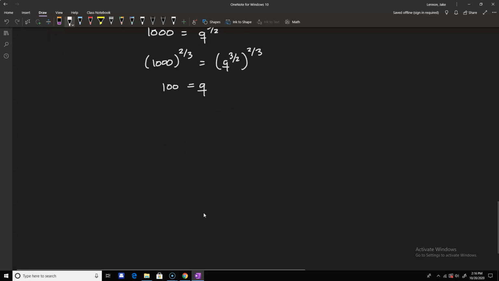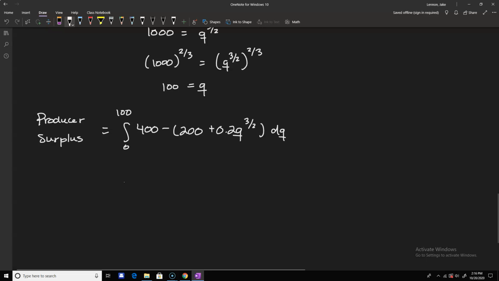So now we have everything we need to set up the producer surplus. So the producer surplus should be the integral from 0 to 100, 400 minus the supply curve, which is 200 plus 0.2 q to the 3/2. So we will have to distribute that minus sign. So that will end up as 400 minus 200, which will come out to 200, minus the 0.2 q to the 3/2. So we're integrating from 0 to 100, and we have 200 minus 0.2 q to the 3/2 dq.